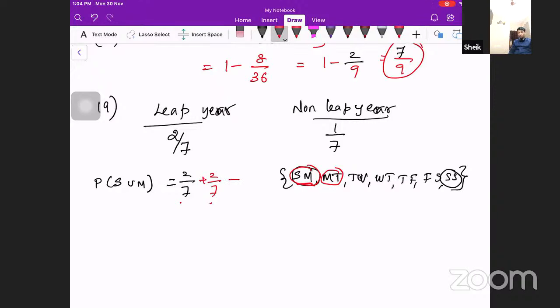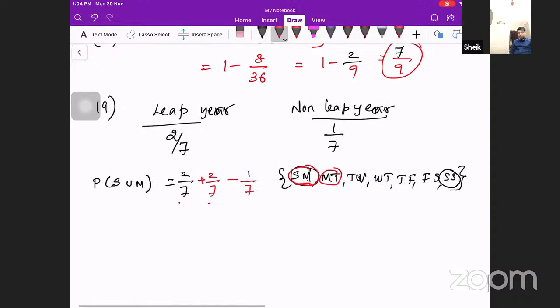Therefore, let us find out that probability also. The Sunday-Monday pair comes in both the cases. Therefore, minus 1 by 7. So, our answer is 3 by 7. Our answer is 3 by 7.